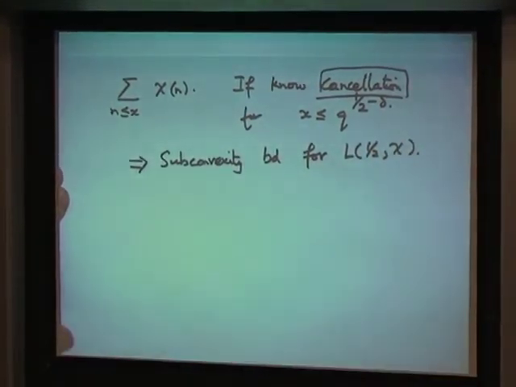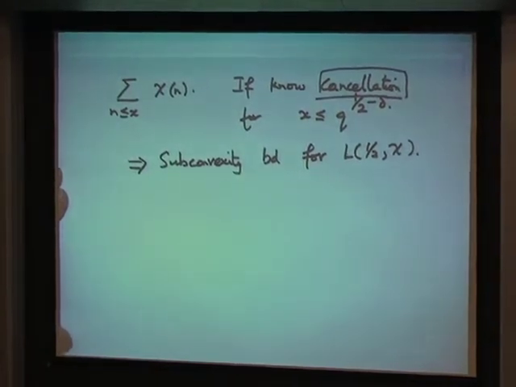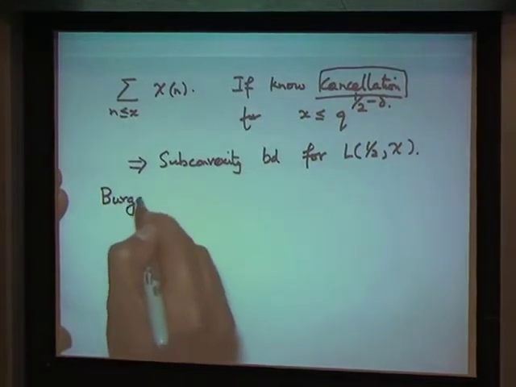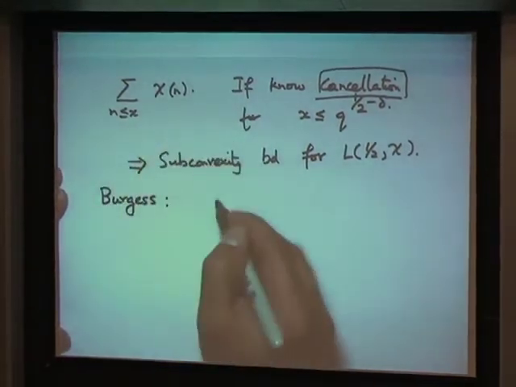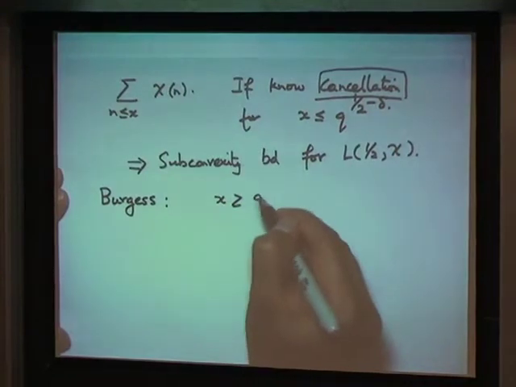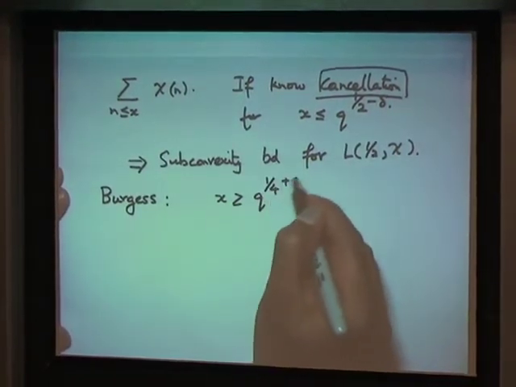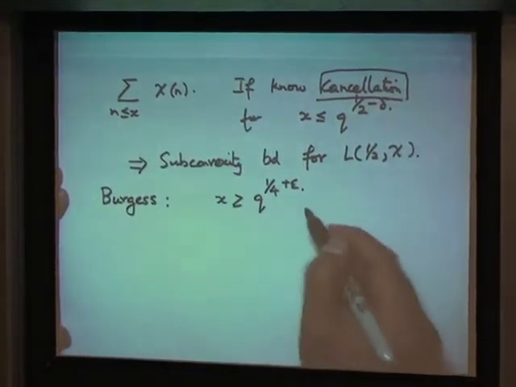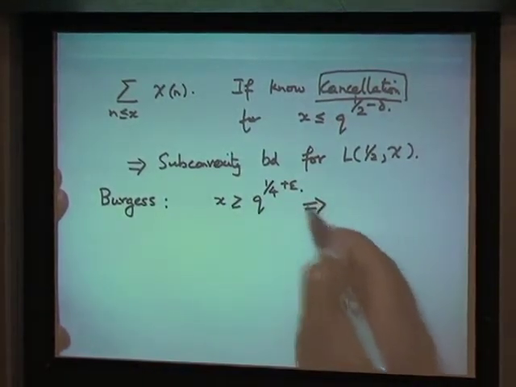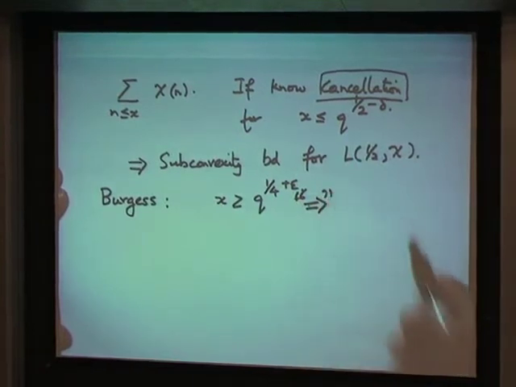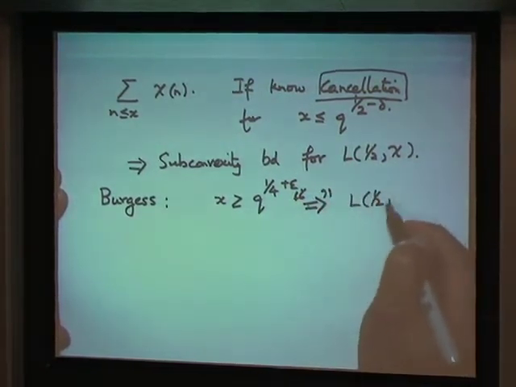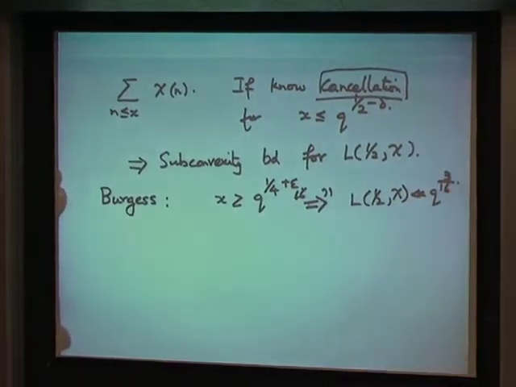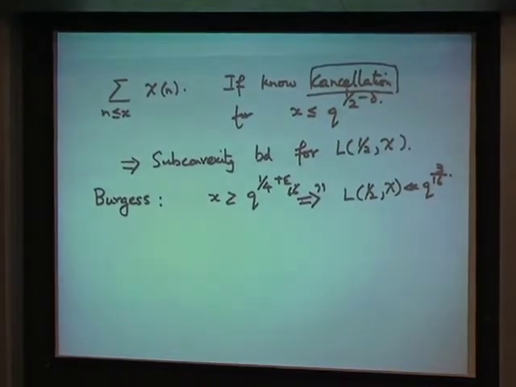And this is the kind of thing that was done in the 50s and 60s. Burgess showed that you have cancellation in sums like this when x is bigger than q to the 1/4 plus epsilon. And the methods that he used to prove this would imply some subconvexity bound; this is not quite an implication, but the same techniques give you a bound for L half chi like q to the 3/16. 3/16 is less than 4/16, which is the convexity bound.